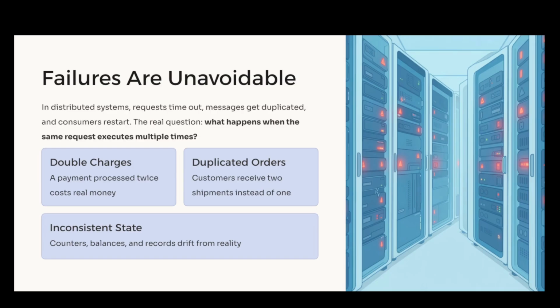In distributed systems, failures are unavoidable. Requests time out, messages get duplicated, consumers restart. So the real question is, what happens when the same request is executed multiple times? If we don't handle this properly, we can easily end up with double charges, duplicated orders, or inconsistent state.